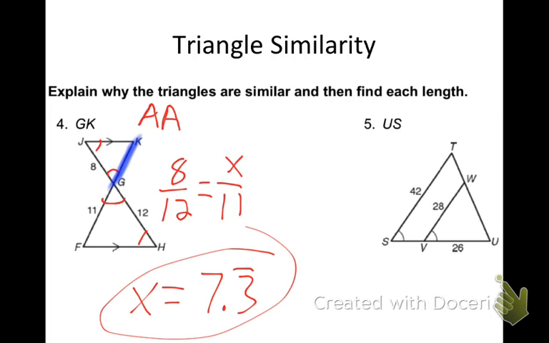Now let's look at number 5. As I look at number 5, what triangle similarity shortcut says they are similar, Jack? That would be AA, because angle U would be the same as angle U. So now I need to find US. I would say US here would be like X. I need to solve for that. How would I set up a proportion to solve for this? Max, what would you say?